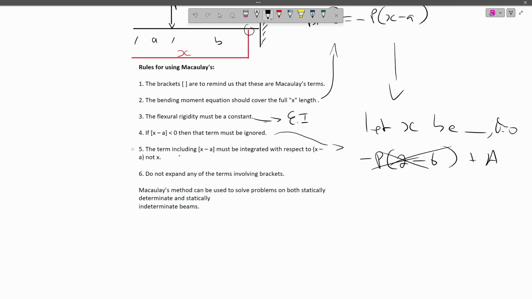The fifth rule states that the term including x minus a must be integrated with respect to x minus a. So basically, when we integrate our minus P x minus a, we're going to keep it as one term, instead of separating it. It's going to be squared over 2. And then the final rule states that do not expand any of the terms involving the brackets, which basically goes with the fifth rule that we keep this as one term. We do not break or expand this bracket. We keep it as it is.